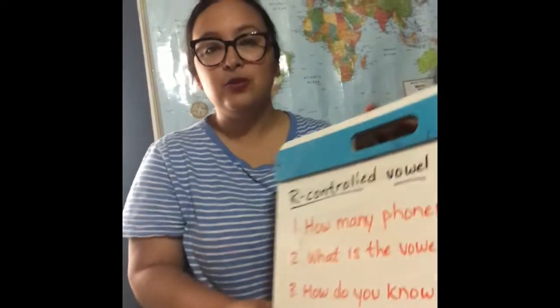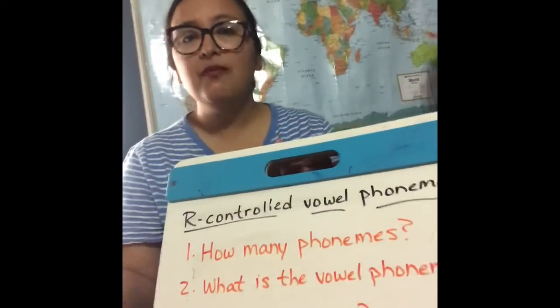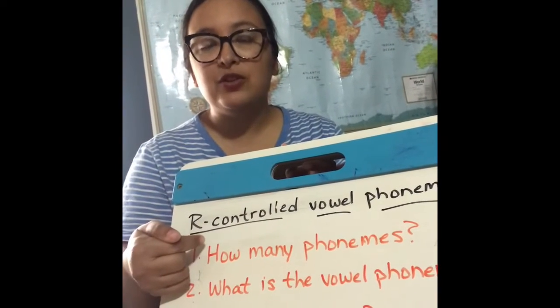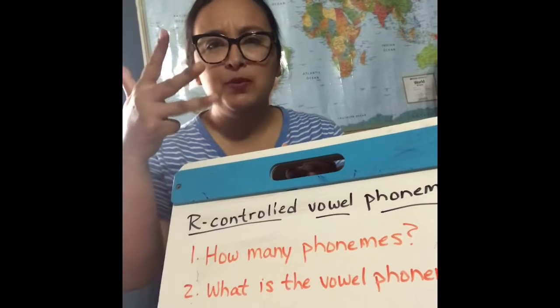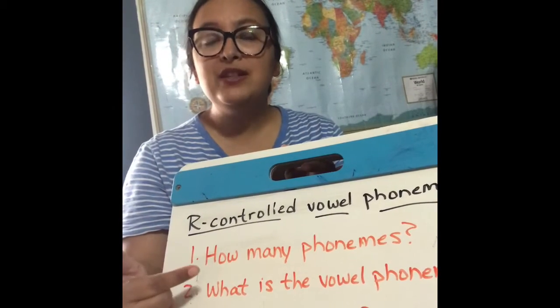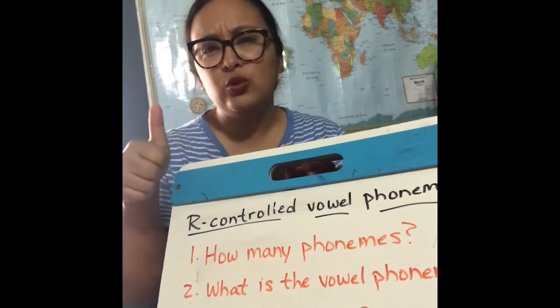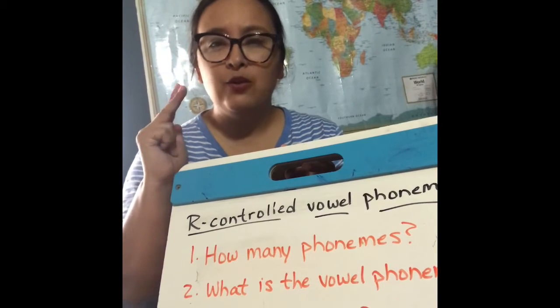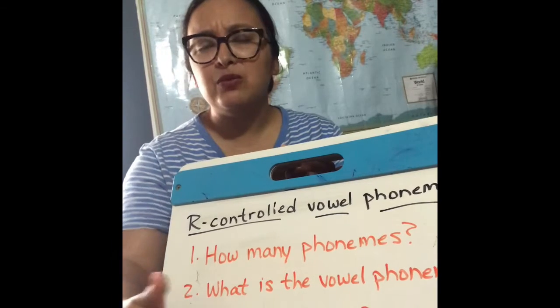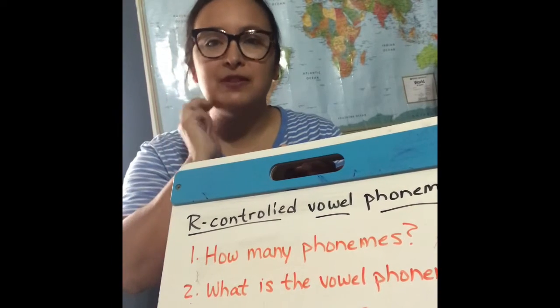So you're going to answer 3 questions, okay? How many phonemes does that word have? Your picture, how many phonemes do you hear? And show your partner in your fingers when you stretched it out. And what is the vowel phoneme that you hear? Is it a short vowel? Is it a long vowel? Or is it the R controlled? And then how do you know? How do you know it's that specific vowel phoneme?